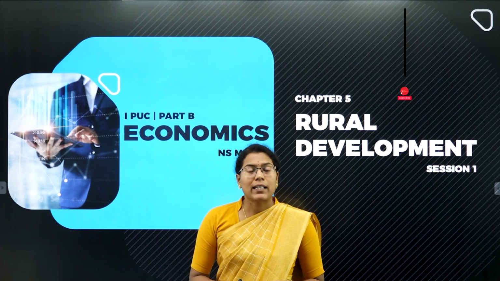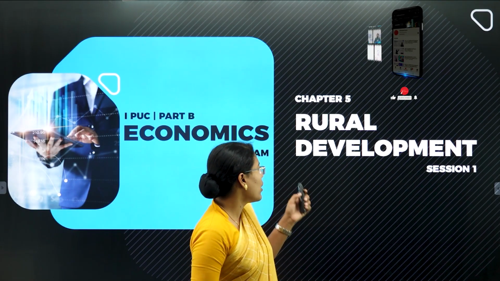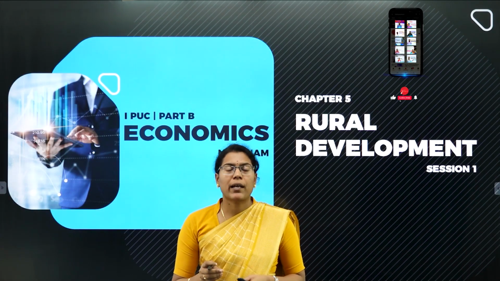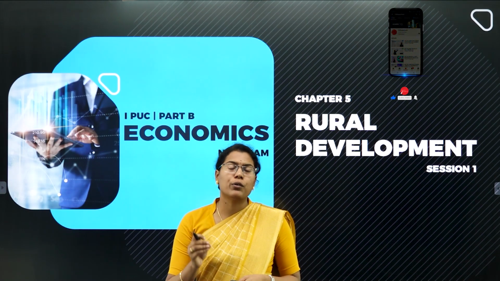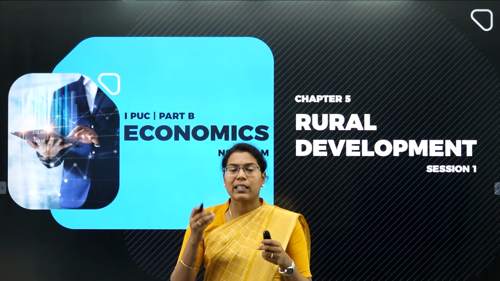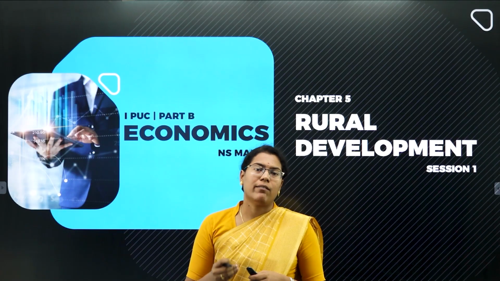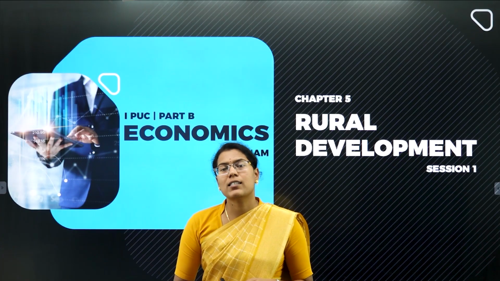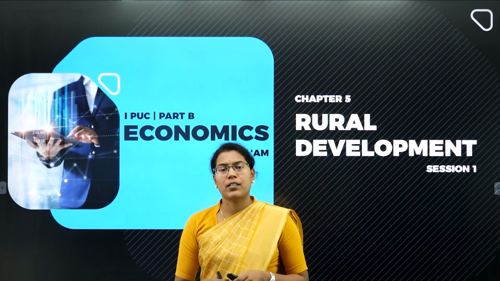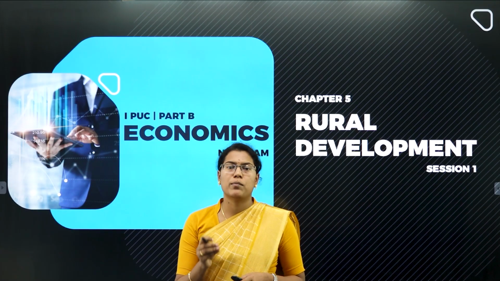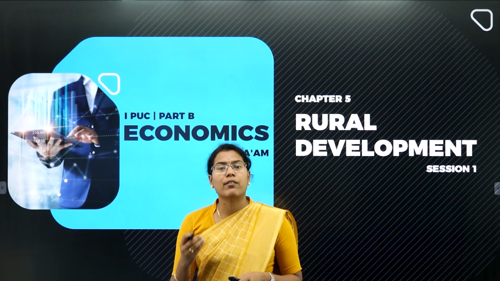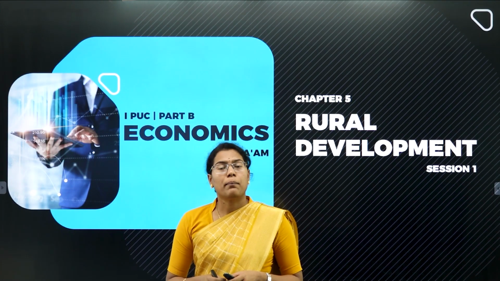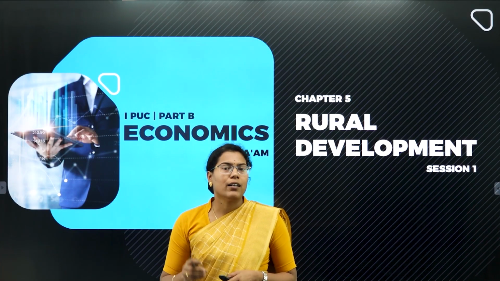So in part B, let us discuss the fifth chapter, that is Rural Development. This chapter is all about rural development and some of the major problems of rural areas, so that if India has to be developed, first the rural areas are to be developed. So here let us discuss what rural development is all about, what are some of the problems of rural areas and where the government has to concentrate more, and also how the agricultural market as well as the credit system in rural areas works.